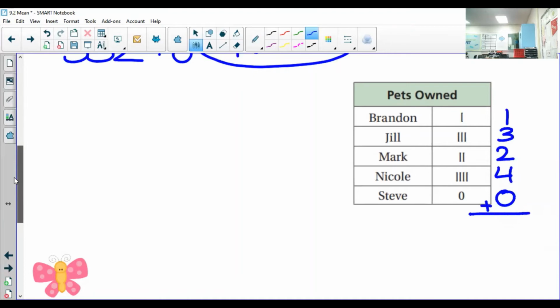We're going to add those together. You'll get 10. Okay. And now once I've added them together, I have to divide by how many numbers there are. 1, 2, 3, 4, 5 numbers. So 10 divided by 5 is 2. The average number, the mean number of pets owned is 2 pets.